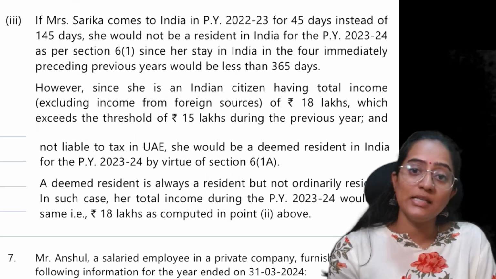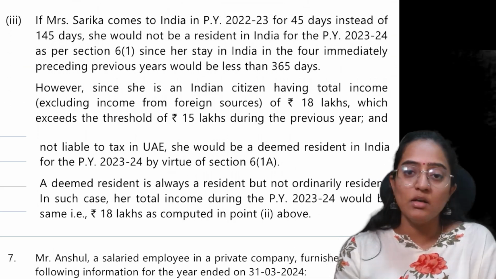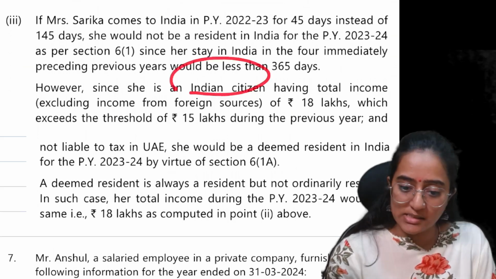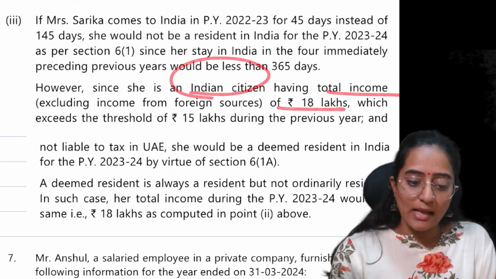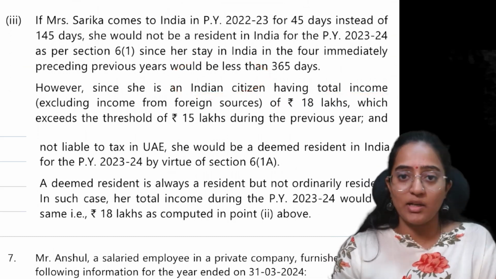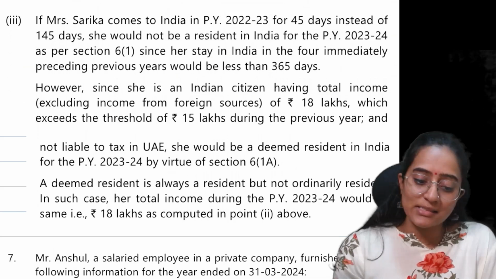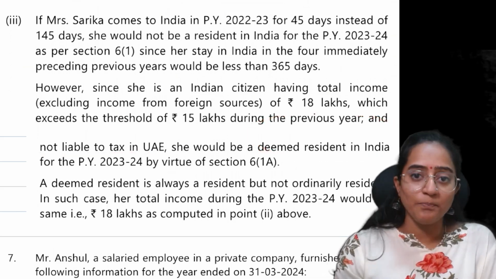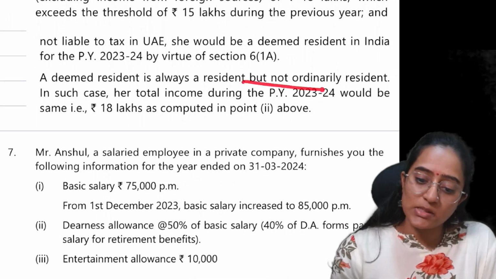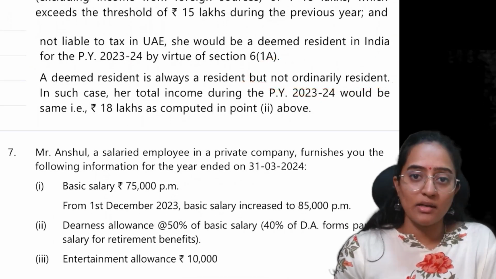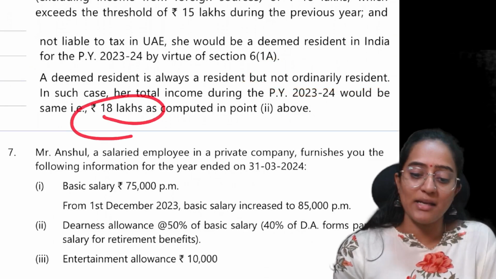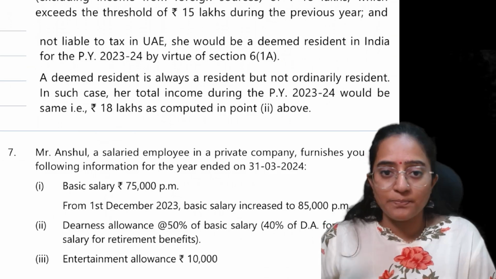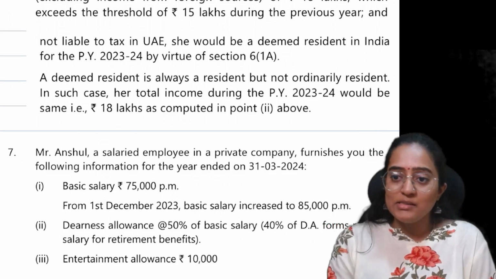Okay, fine. She has exceeded 18 lakh for that matter. However, since she is an Indian citizen, having total income of 18 lakh, exceeding the threshold limit of 15 lakh, and she has not been taxed in any other country, she would have become a deemed resident. Clear? A deemed resident would always be considered as not ordinarily resident, and the total income would have been 18 lakh as computed in point number 2 above. I hope it is clear.